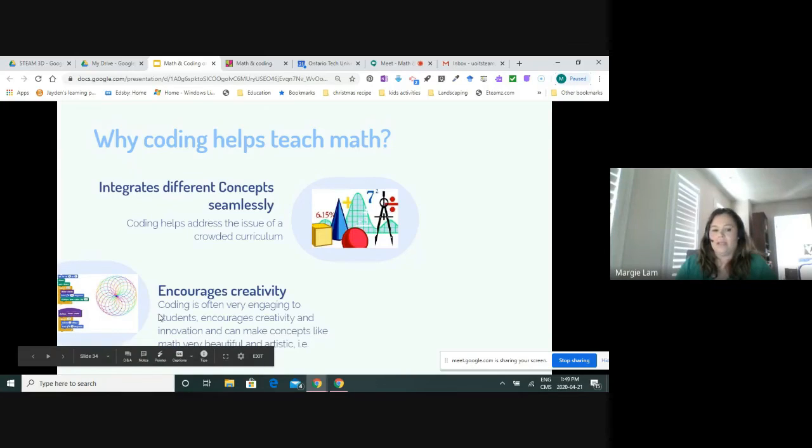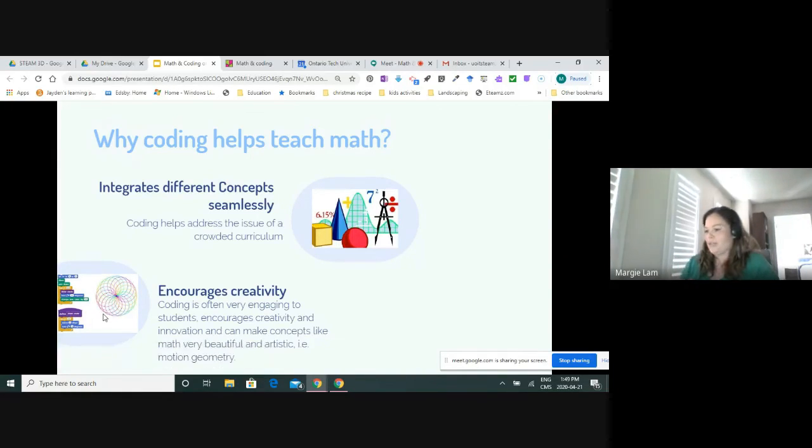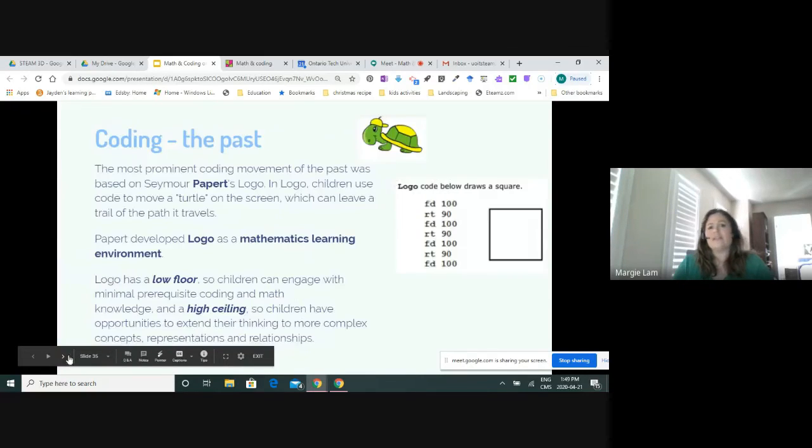So I love the ability. This on the left is actually motion geometry. So it's really about creating very beautiful things, and again, it links to other subjects as well. All of these are examples of why and how it links to math.